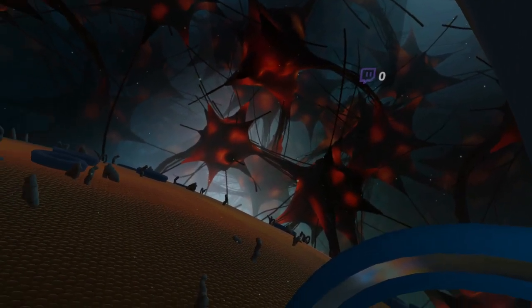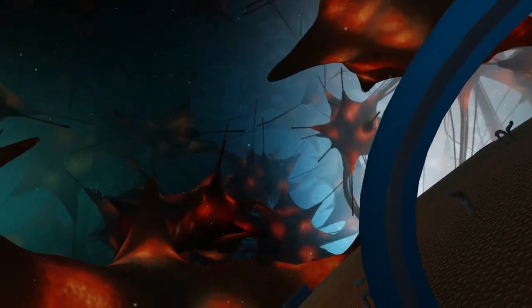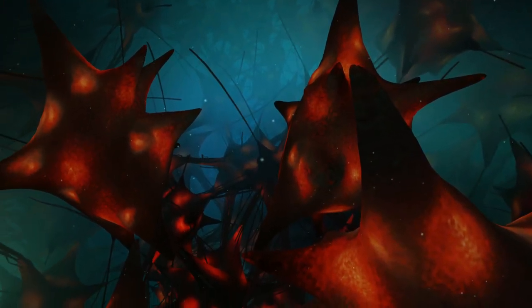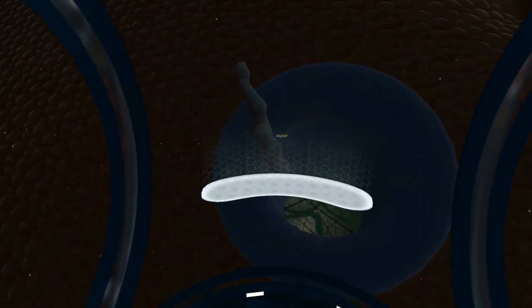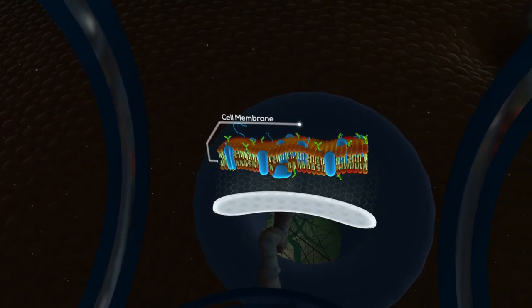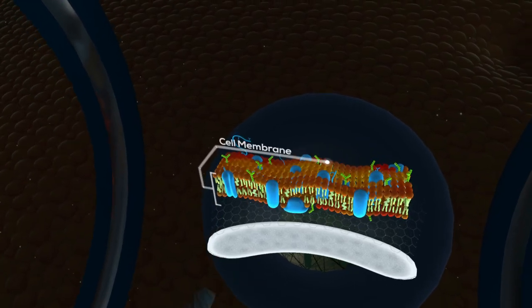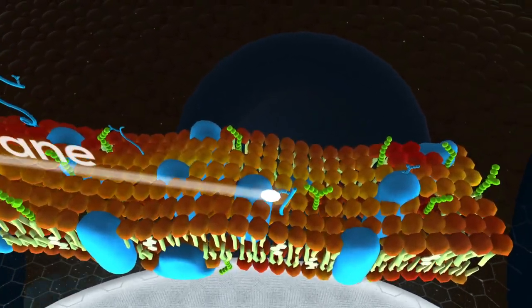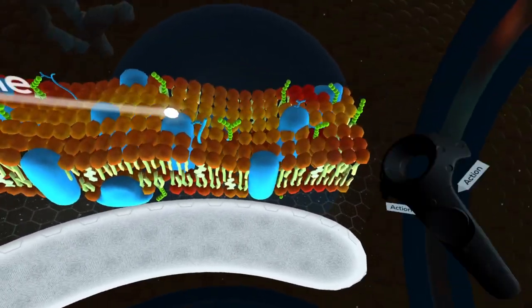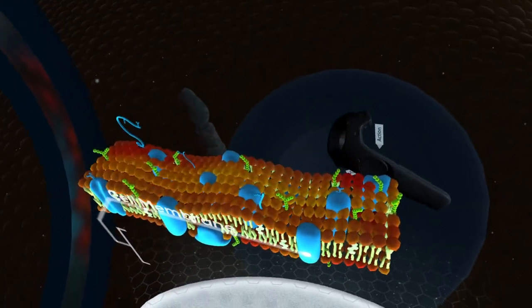We are currently on the outside of the macrophage, within an infected tissue, looking at its surface. A typical cell membrane structure. There are thousands of receptor proteins on the surface of the cell. Some of these proteins are tasked with transferring information, and others with transferring cargo.